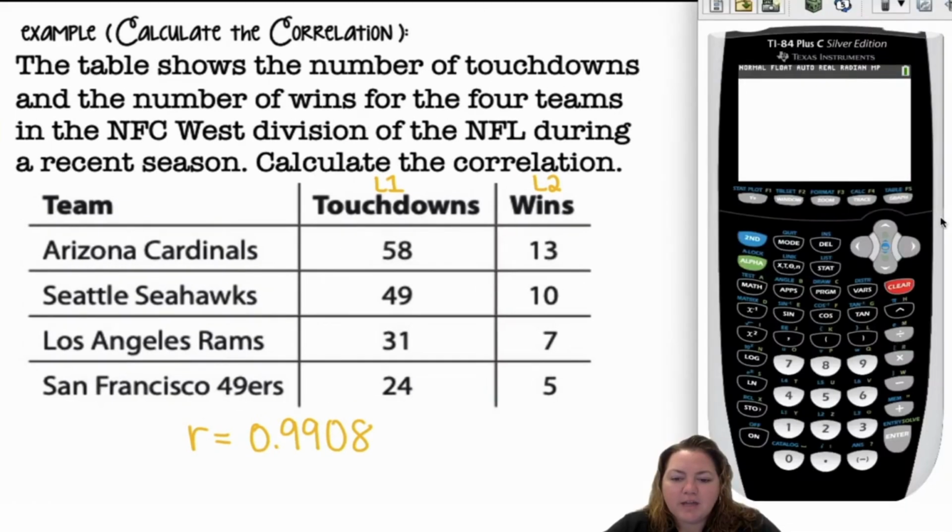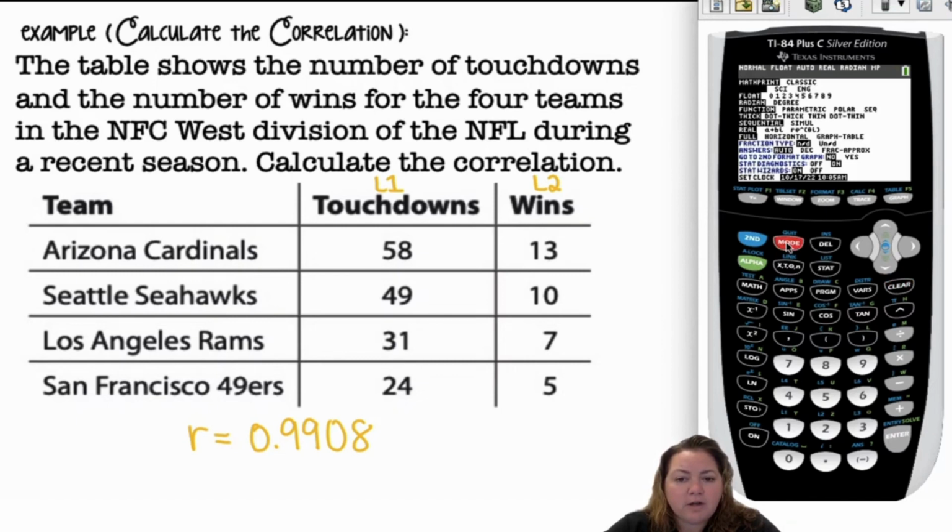All right, in the calculator, first we need to turn Stat Diagnostics on. Once you turn this on, if you don't reset your calculator, it will still be there. You're going to scroll down until you see Stat Diagnostics, switch it to on, and click Enter. Once that's on, it'll stay on unless you reset your calculator.